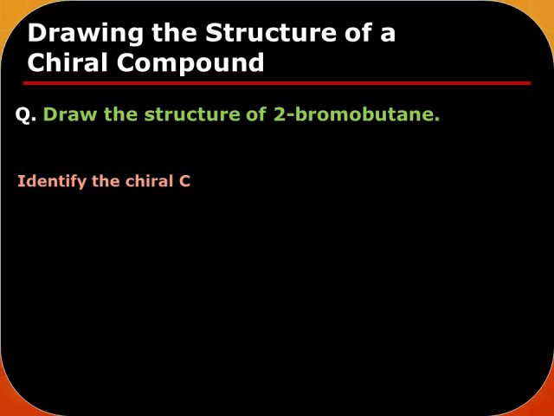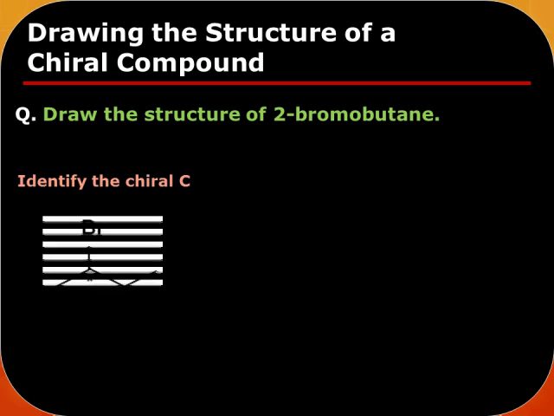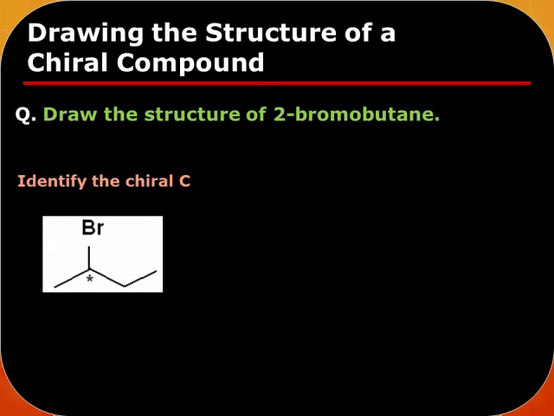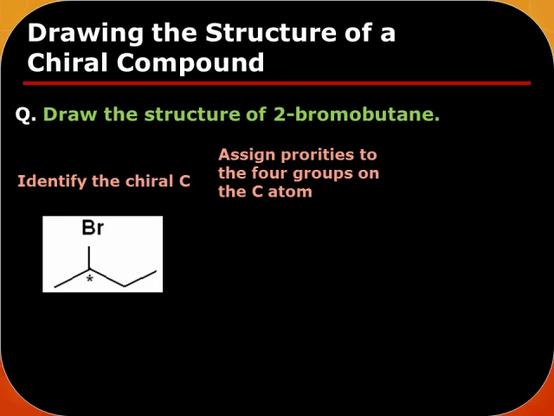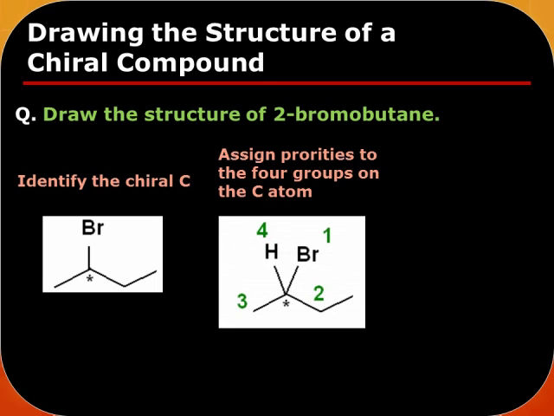You have to write the formula, or you have to display the structure in a way that the central carbon atom should have all 4 different groups. Okay, this is how we can draw. Okay, and don't forget to put the asterisk to the central carbon to denote that it's a chiral carbon, right? And the second step is assign priorities to the 4 groups on the carbon atom, right? How do you assign the priorities?